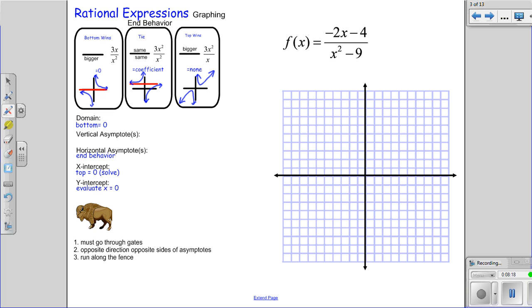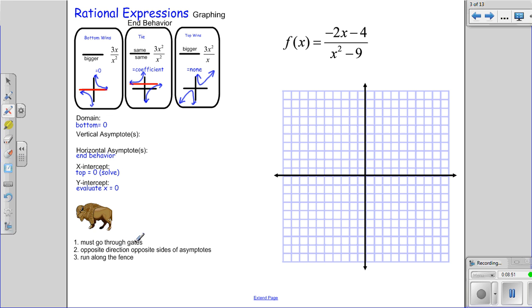Now with graphing, we have several different things here to look at. Here we have a rational expression, numerator and denominator. And we have these different things to come up with. What's the domain, which defines vertical asymptotes? What's the end behavior, horizontal asymptotes? And then a couple key points or gates, as we call them here. Again, I use the Buffalo notation here. A couple key points: we always have to run along the fence. The Buffalo run in opposite directions when on opposite sides of the fence. And if you have designated points or gates, then you have to go through those.